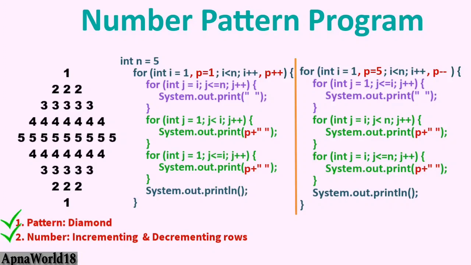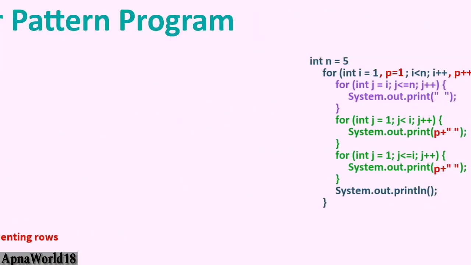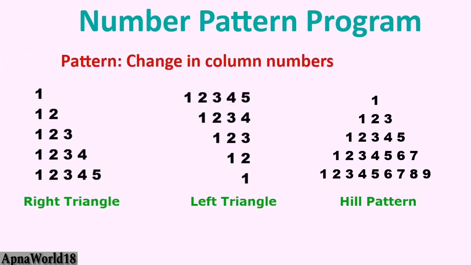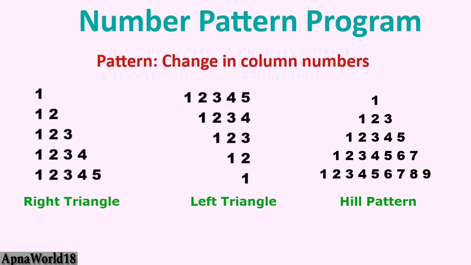So up till now we have looked at all different patterns where each row had same number. What if there was change in column numbers? Now we will see set of patterns on that. We do know that column printing is managed by our inner loop.